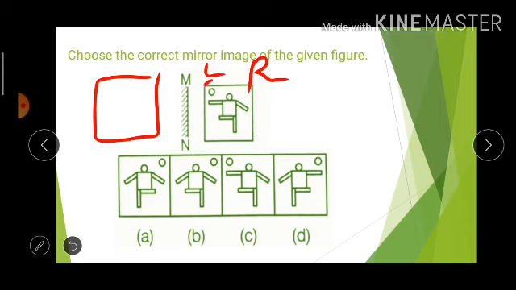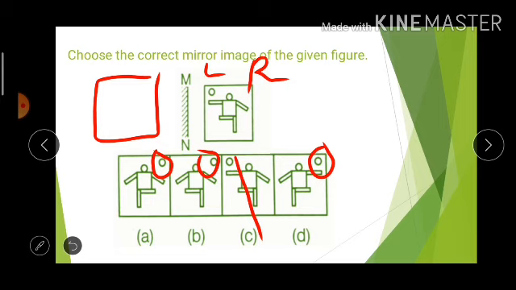The circle that the boy is playing with, this ball, is in the left hand side corner. In the mirror image it will be in the right hand side corner. In this question it is on the right hand. Option C has it on the left hand, that is why I am eliminating option C. In option D also it is on the right hand side.